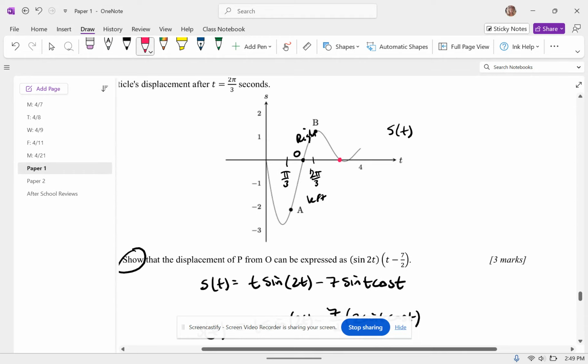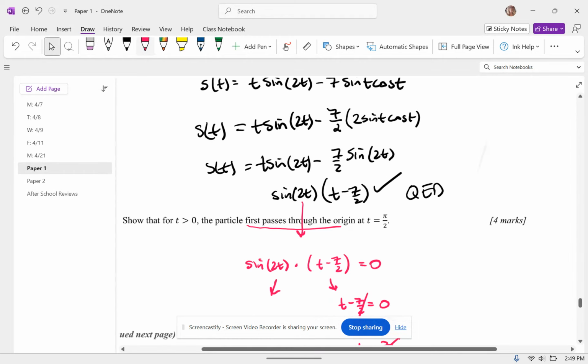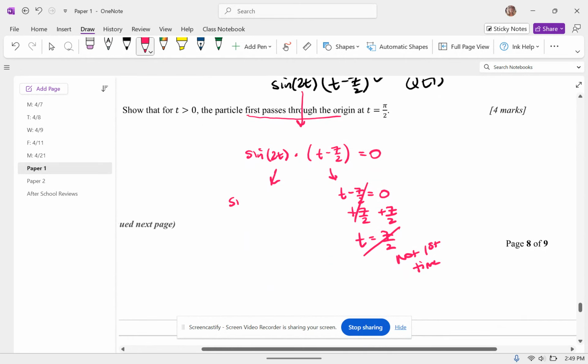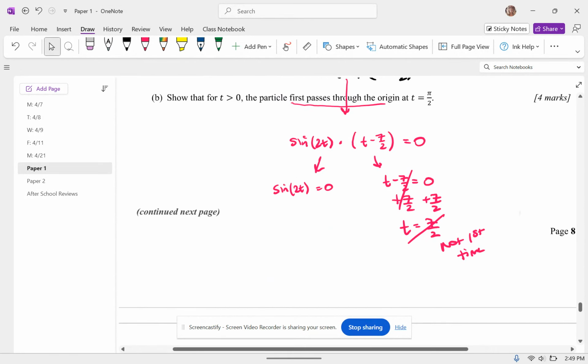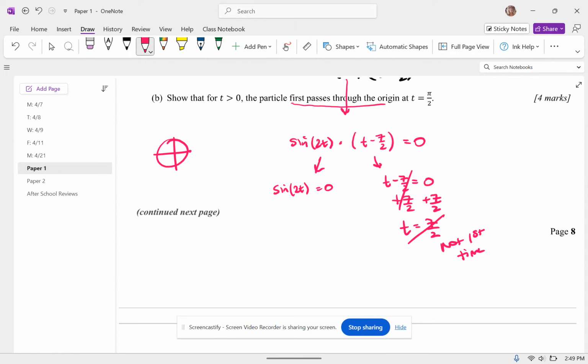How do we know that? Because it's greater than the first solution that we get, which is going to be, okay, sine of 2t equals 0. When does sine equal 0? At 0, pi, and then back again at 2 pi, right? So 0, pi, 2 pi.